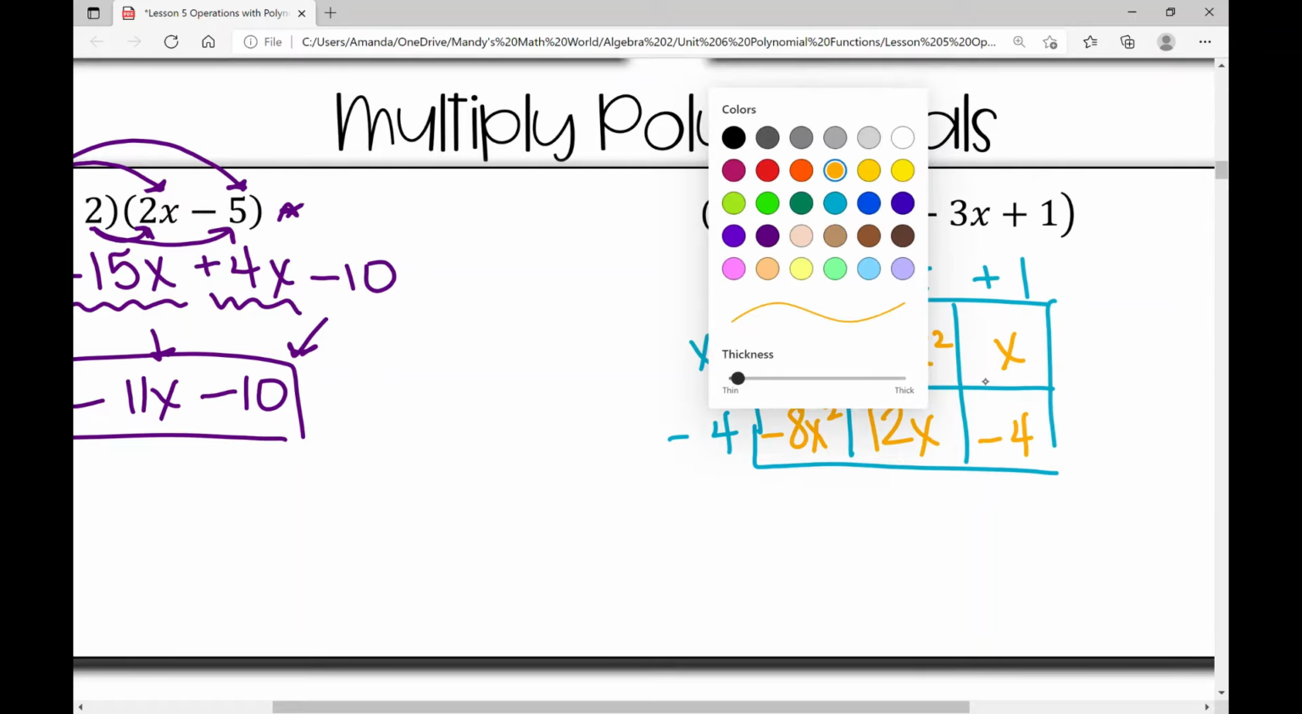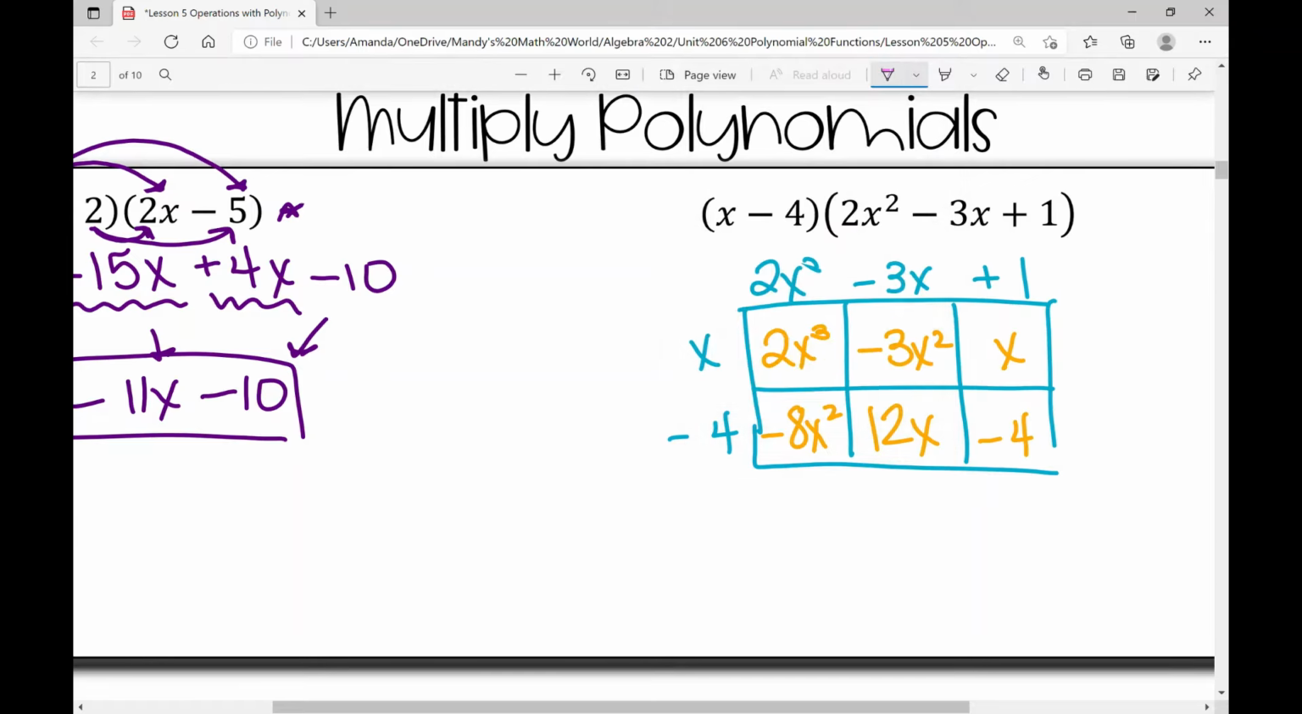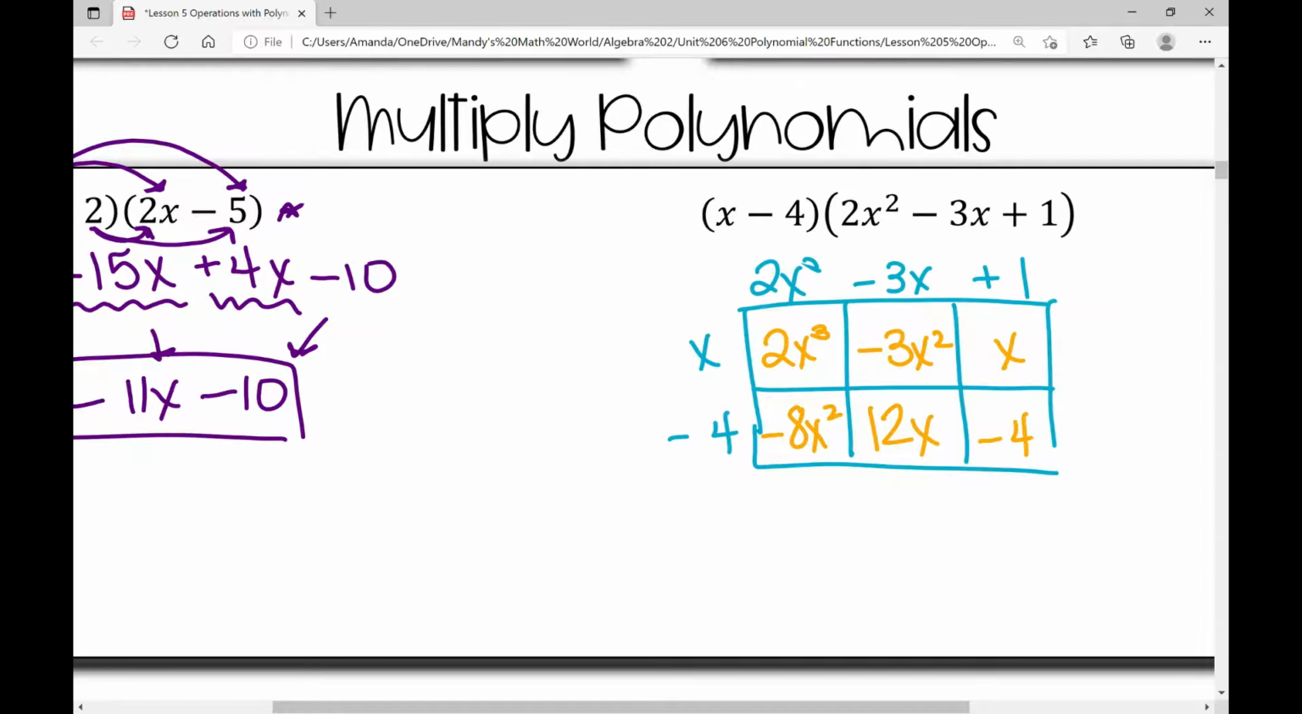And one of the reasons I like this method is you can see that when we combine like terms, everything that I wrote in yellow there, I'm going to combine. 2x cubed, I can't combine it with anything, and that's my highest exponent. But right here, my diagonals are the same. I can combine those. Negative 8x squared and negative 3x squared combine to make negative 11x squared. A lot of my students that I've had that struggle with this, this is the point where we multiplied before. This is the point where we add. When we add, the last name stays the same. The x squared stays the same. Moving on, 12x and x, that combines to 13x.